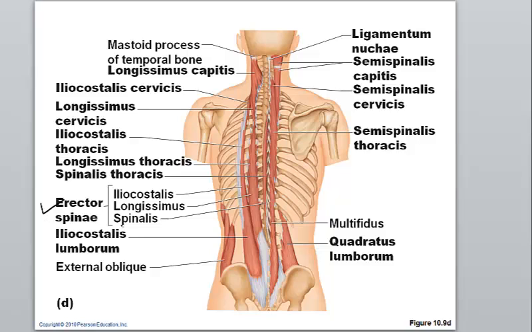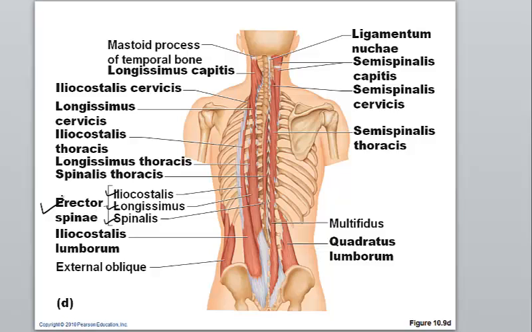There are three parts to that muscle. It's also called the sacrospinalis muscle. This is the prime extensor of your back. Iliocostalis, longissimus, and spinalis. They extend your vertebral column and laterally flex your column as well.